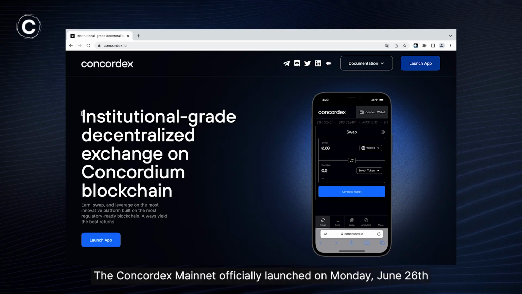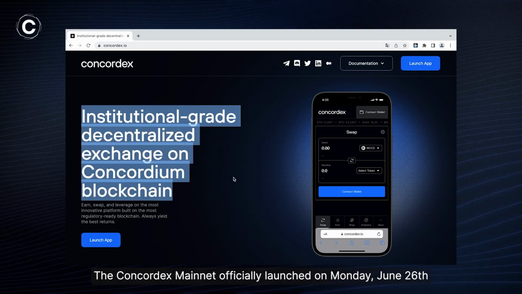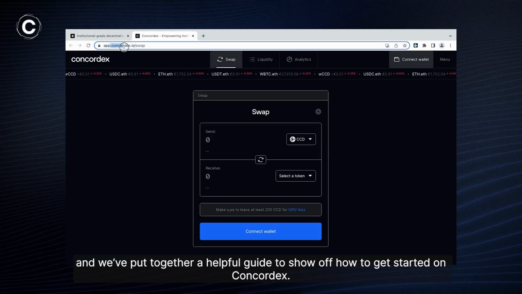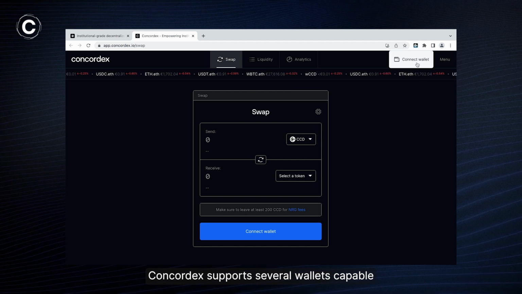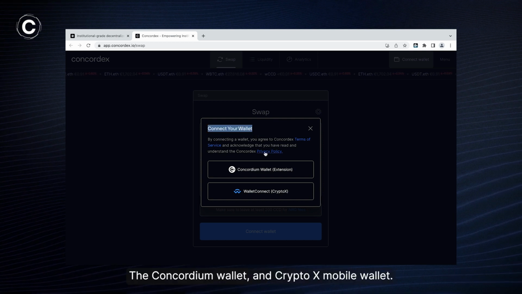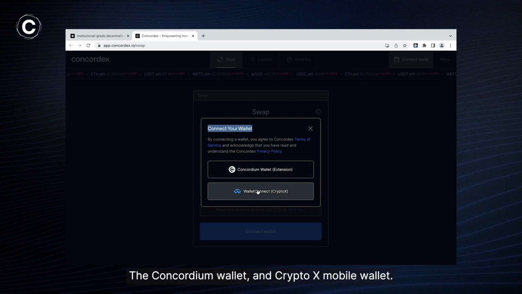The Concordex Mainnet officially launched on Monday, June 26, and we've put together a helpful guide to show off how to get started on Concordex. Concordex supports several wallets capable of working with CIS2 tokens and signing transactions: the Concordium wallet and the CryptoX mobile wallet.